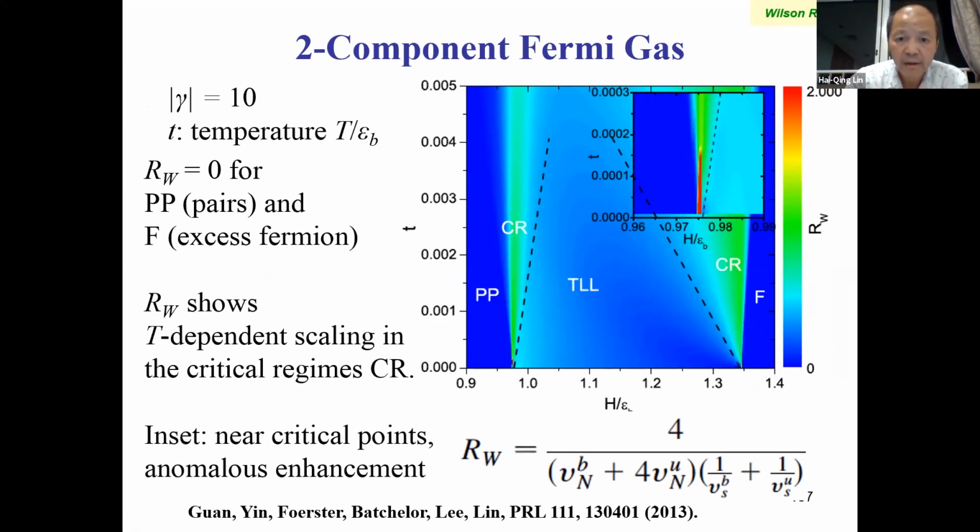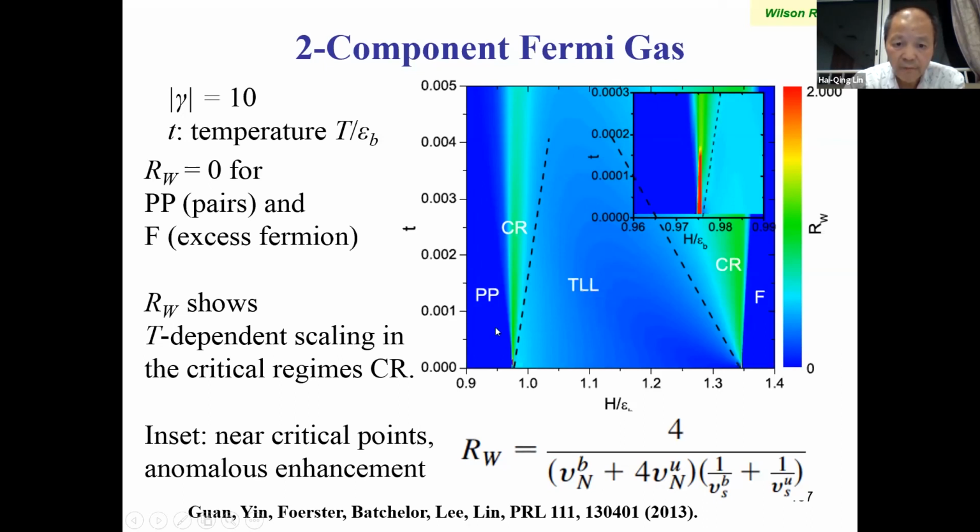Again, in this figure, on the horizontal axis is magnetic field. On the vertical axis is temperature. Then the color represents the value of the Wilson ratio. Immediately you see on the left, it's almost the same color. This represents the phase where all atoms are paired. And on the right, also, it's almost constant. It represents all atoms are unpaired. And in between, they are paired plus unpaired and form a Luttinger liquid.